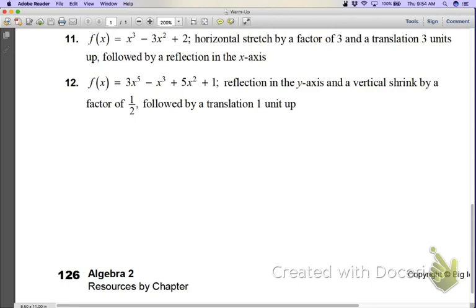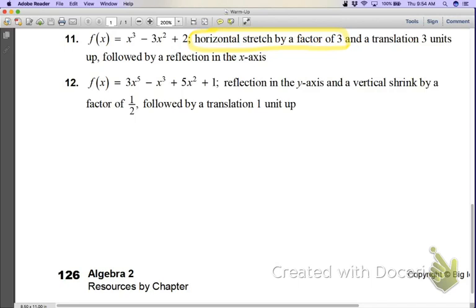Anytime you have more than one x value, then you're going to do it to everything there. So if it says that I have x to the third minus 3x squared plus 2, the first thing that I have is a horizontal stretch by a scale factor of 3. So what value am I going to take? Is the 3 going to be a 3 or is it going to be 1/3? It's horizontal. Is it going to be what it is, or is it going to be the reciprocal? The reciprocal, right? Because anything horizontal, we always do the opposite.